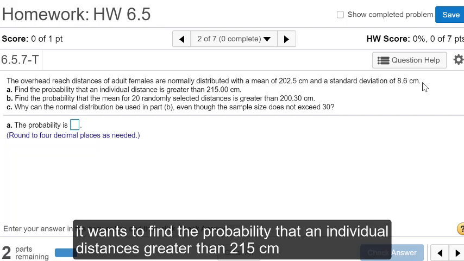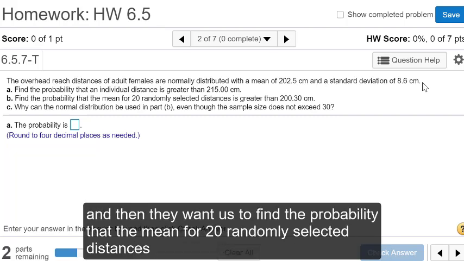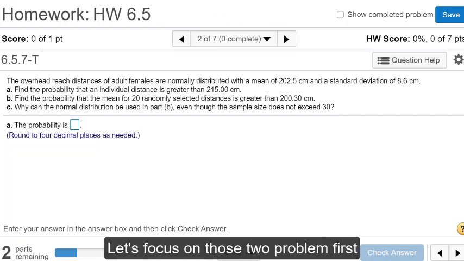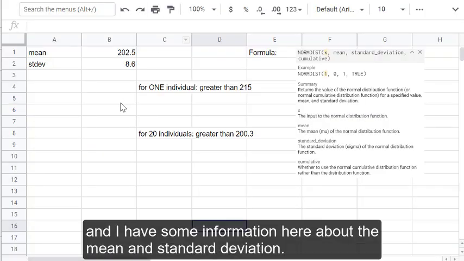They want us to find the probability that an individual distance is greater than 215 centimeters, and then they want us to find the probability that the mean for 20 randomly selected distances is greater than 200.3 centimeters. Let's focus on those two problems first. And I have some information here about the mean and standard deviation.